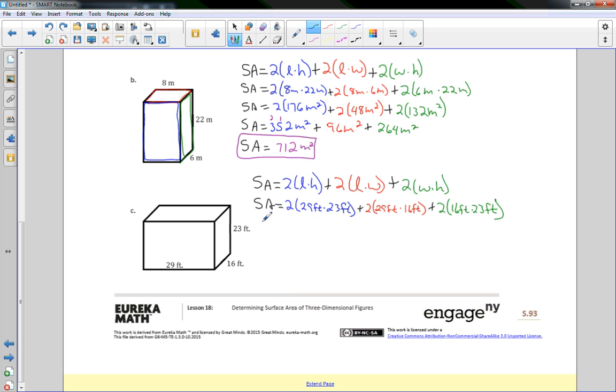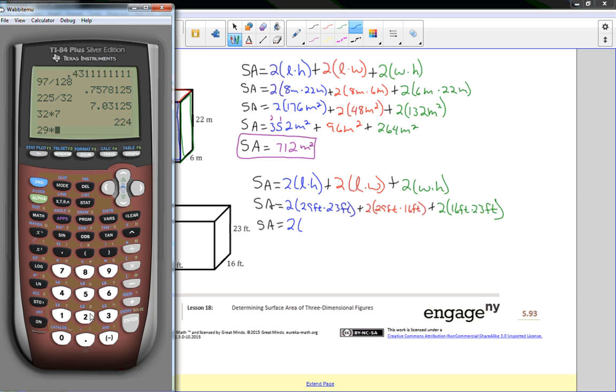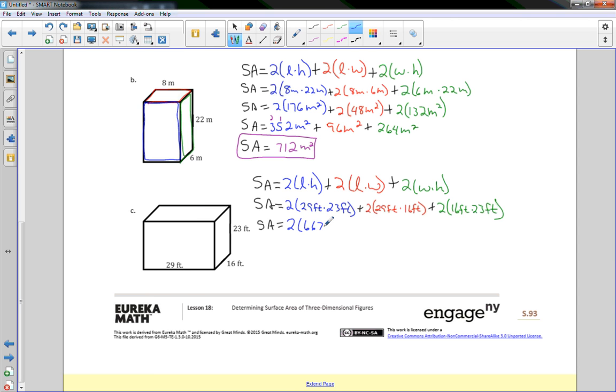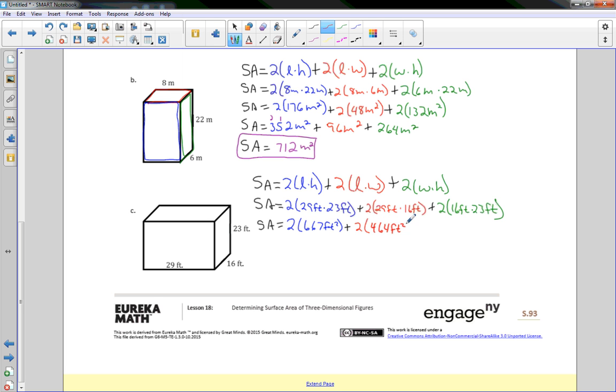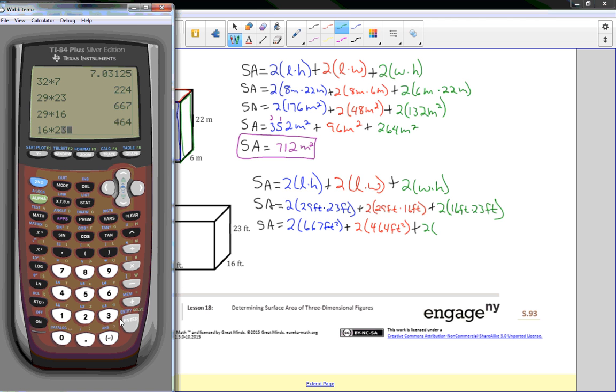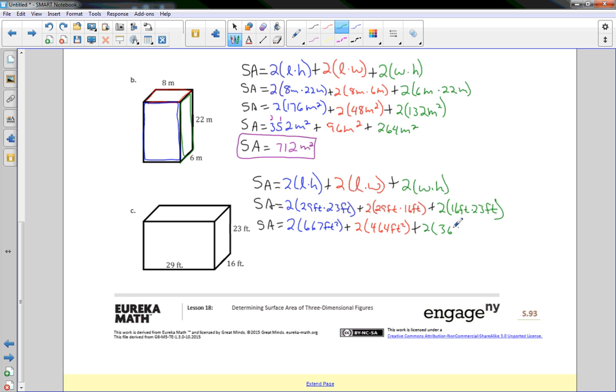And now I'm going to calculate. The surface area equals, now I do my simplifying. 29 times 23, getting some big numbers here. 29 times 23 is 667 feet squared, plus 2 times 29 times 16 is 464 feet squared, plus 2 times 16 times 23 is 368 feet squared.